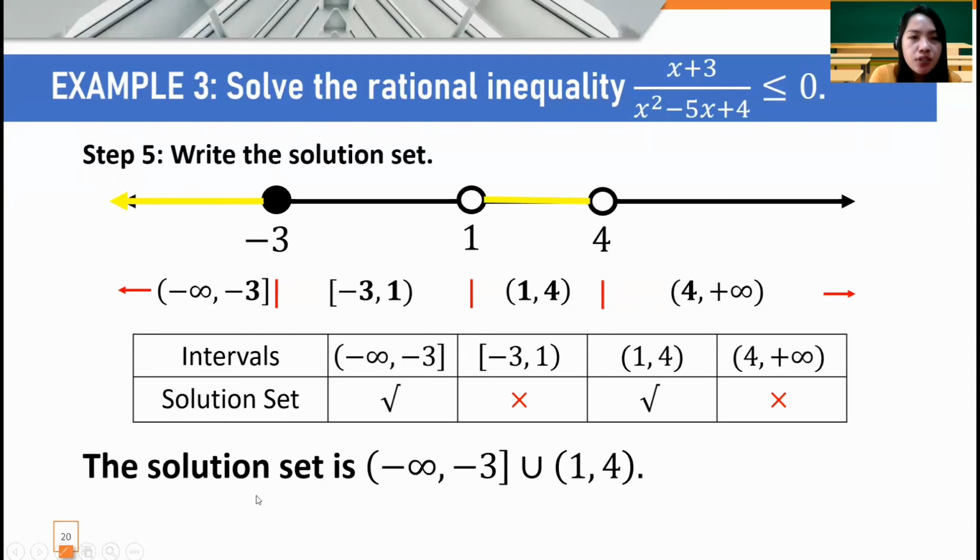Therefore, the solution set is the union, ibig sabihin nito union, lahat ng mga numbers given the interval. The union of the intervals, negative infinity to negative 3. Negative 3 is included in the solution set, and interval 1 to 4, in between 1 and 4. Ang 1 saka 4, hindi sila included sa solution set.